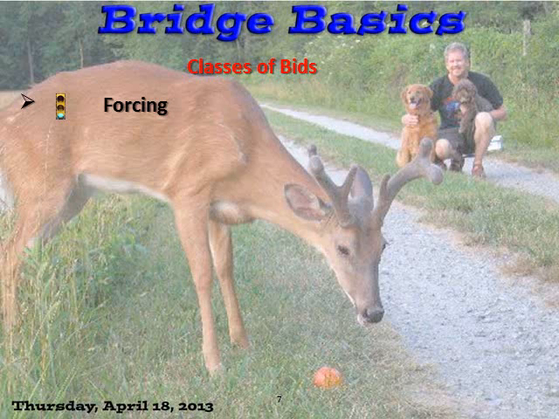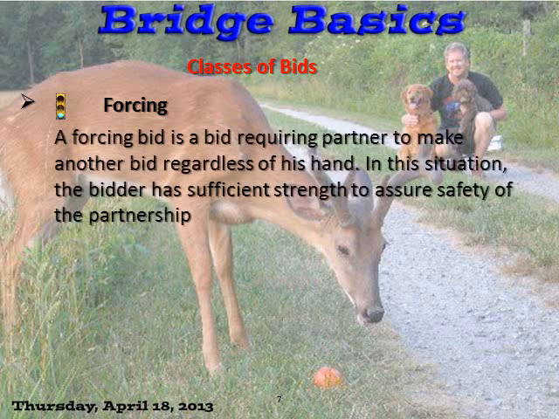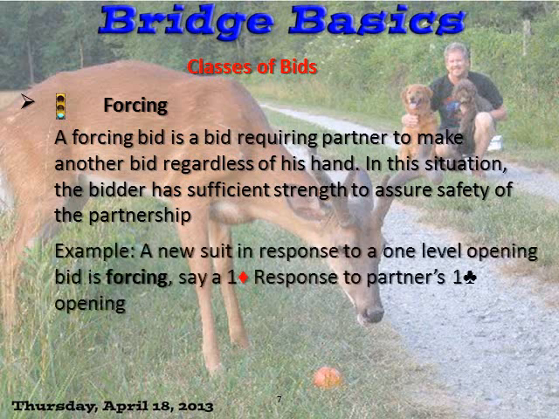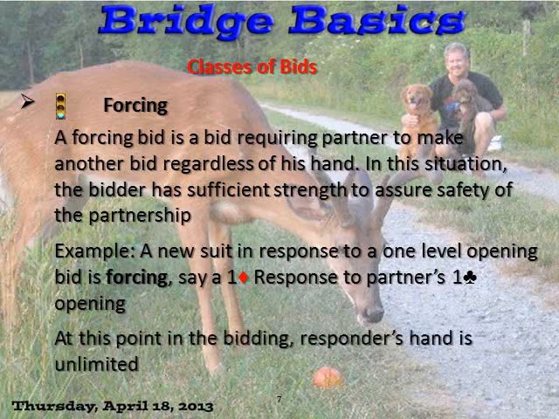The next classification of bid is a forcing bid. A forcing bid is a bid requiring partner to make another bid, regardless of his hand, as by understanding or by convention. In this situation, the bidder has sufficient strength to assure the safety of the partnership. An example would be a new suit in response to a one-level opening. Let's say one diamond response to partner's one club. At this point in the bidding, responder's hand is potentially unlimited, and opener must bid again.